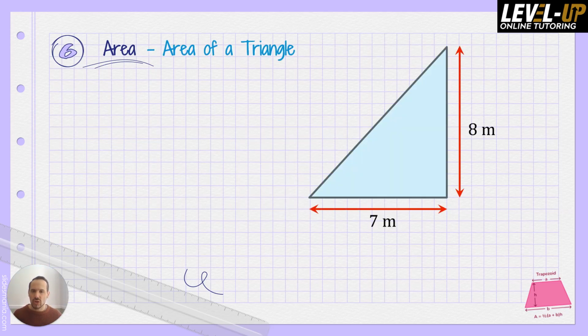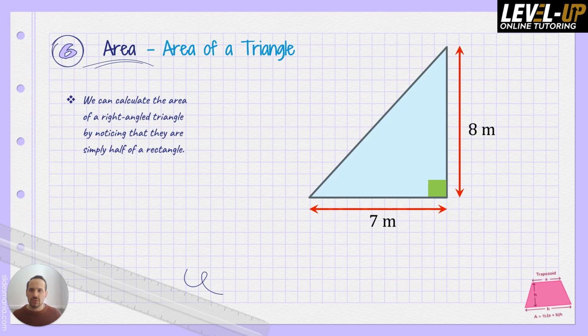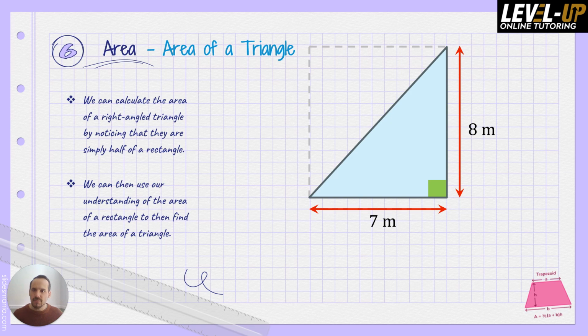So say we've got a triangle with these two sides, and this is a right angle triangle. We can calculate the area of the right angle triangle by just noticing that it's simply half of a full rectangle like this. If I draw these lines in, you see we've got a rectangle and we've essentially just cut it in half diagonally. So, okay, we use our understanding of area that if we do 7 meters times 8 meters, that's going to get us the area of that rectangle.